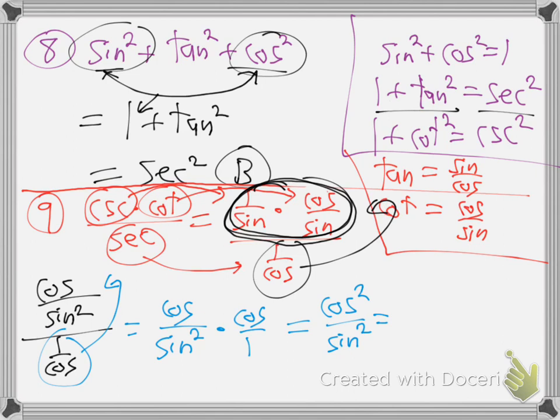Where it's cosine over sine squared over, it was over cosine, right? No, it's over 1 over cosine. See? Oh, that's right, okay. We good to there then?